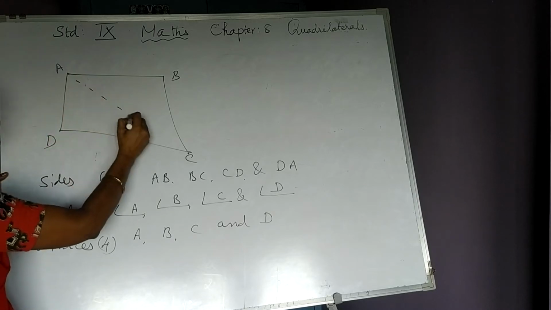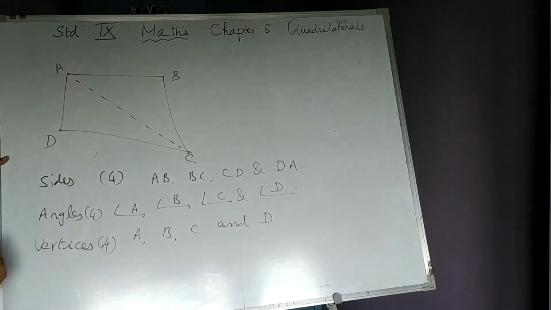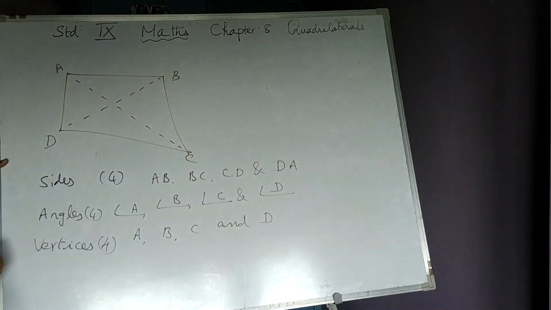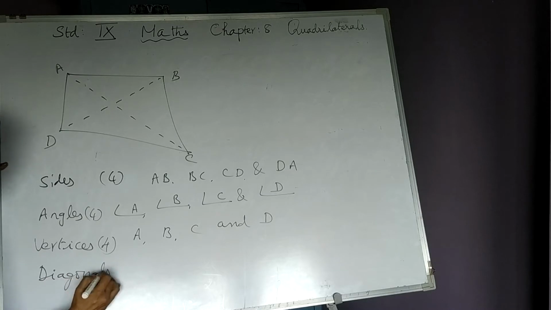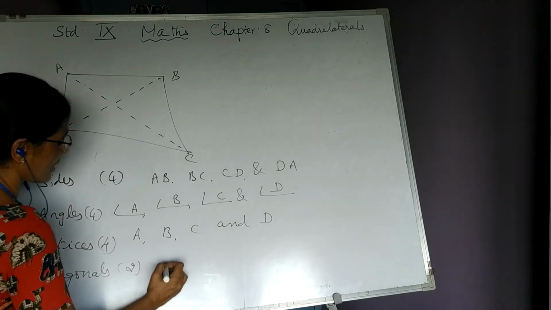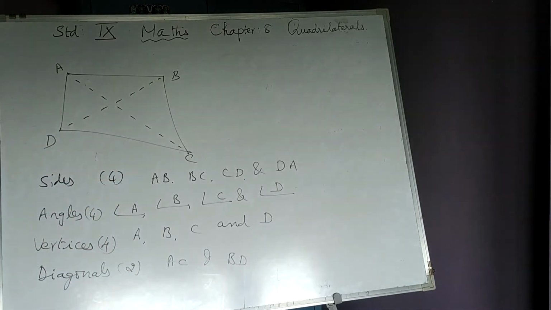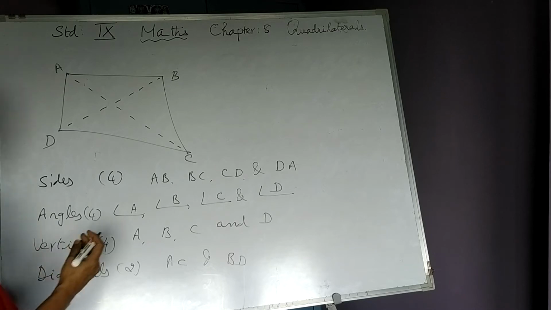If I join AC, AC is one of the diagonals of the quadrilateral. BD is another diagonal of the quadrilateral. So how many diagonals are there? There are 2 diagonals. Which are the diagonals of this quadrilateral? AC and BD are the 2 diagonals of the given quadrilateral ABCD.